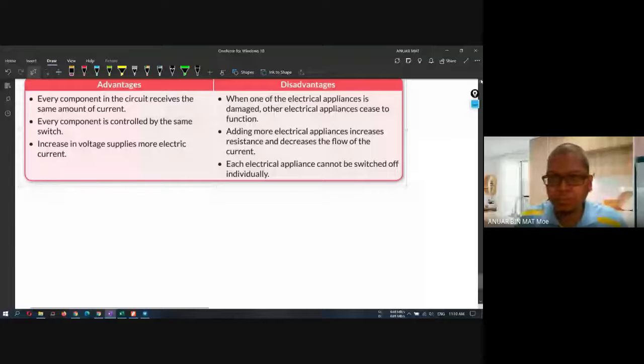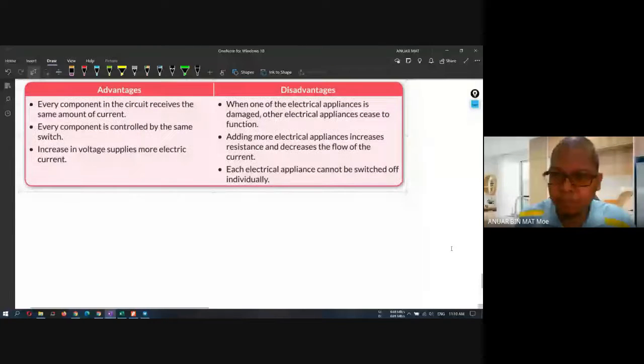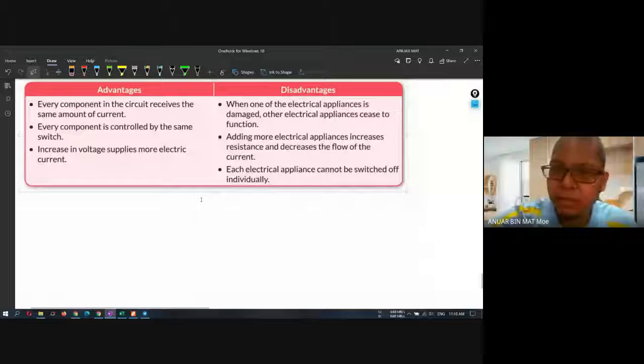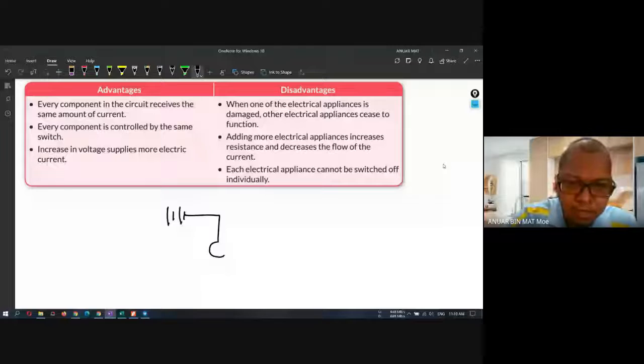Okay. This is an example of the advantage and disadvantage of series circuit. For the series circuit first, I can draw the schematic diagram for series circuits like this. So this is an example of series circuit. We have here, for example, the battery connected to the ammeter, and then the ammeter connected to the bulb over here, and then the bulb is connected to the switch. This is what we call the simple series circuit.